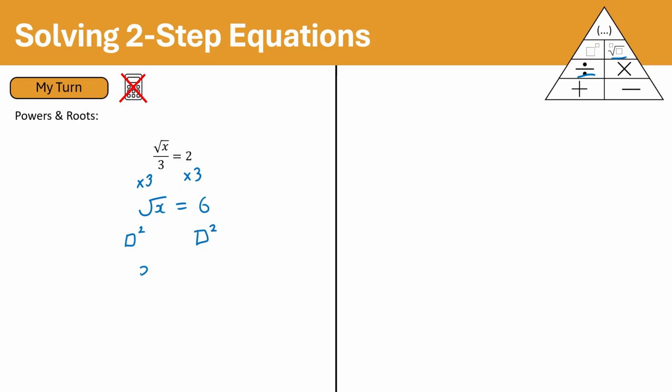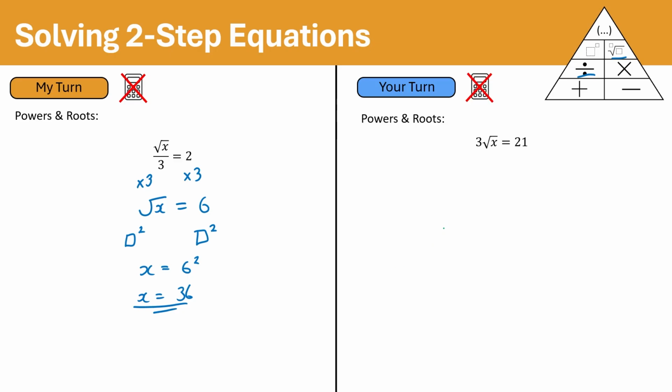That leaves me with x on the left-hand side and 6 squared on the right-hand side. 6 squared is equal to 36, so that's my answer. Pause the video and give this one a go. All right, let's run through it.